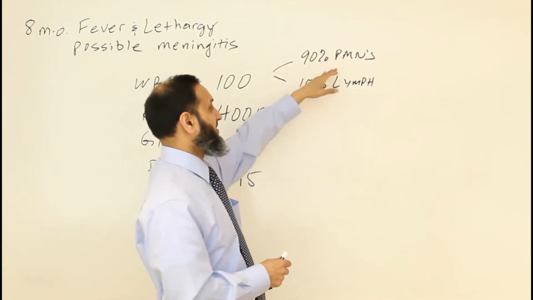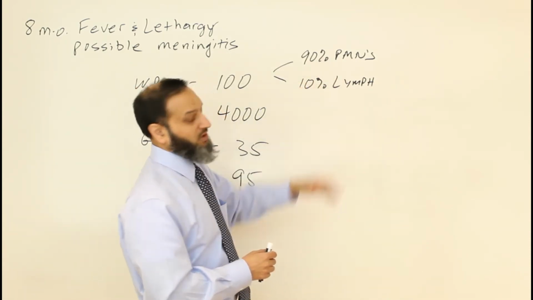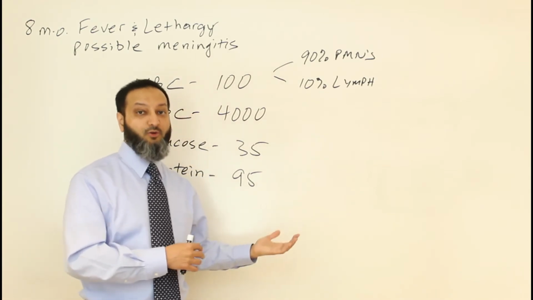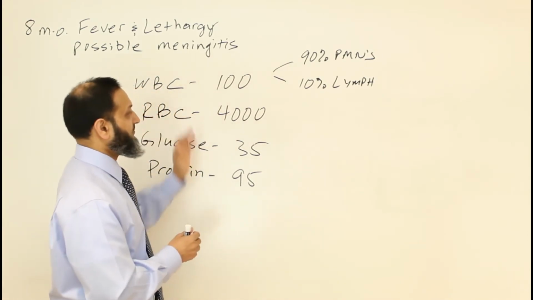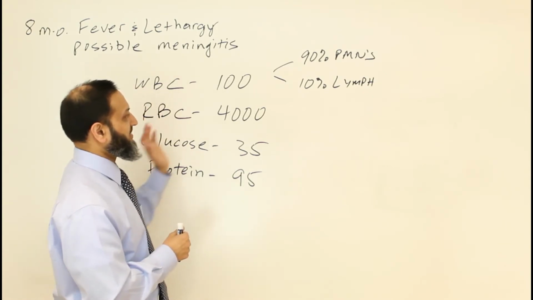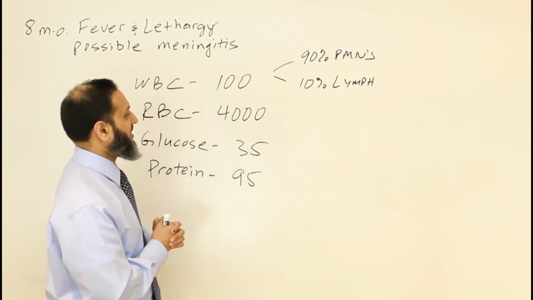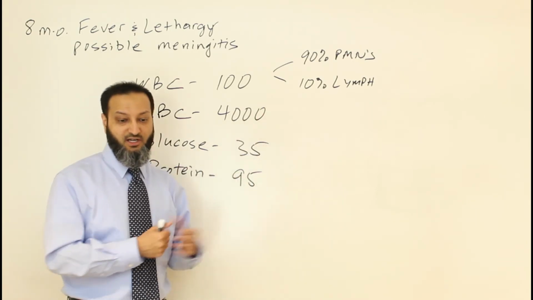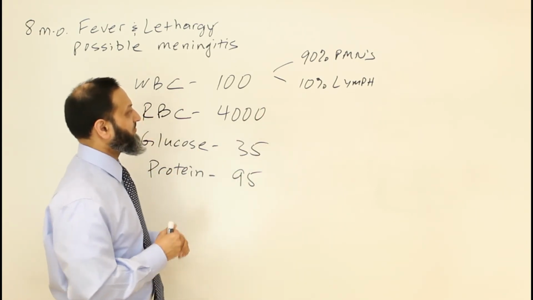And the predominance of neutrophils is more likely consistent with an early viral meningitis at this point for this type of patient. Again, it's going to be very, very impressive numbers with bacterial disease.